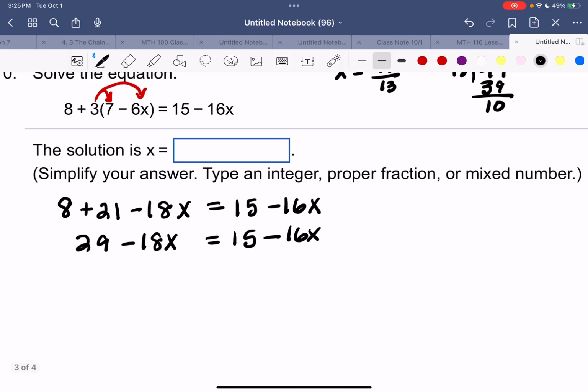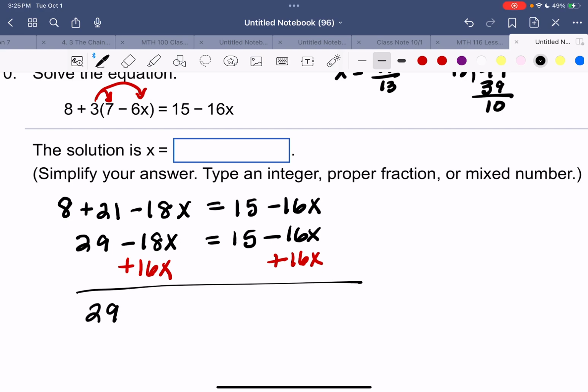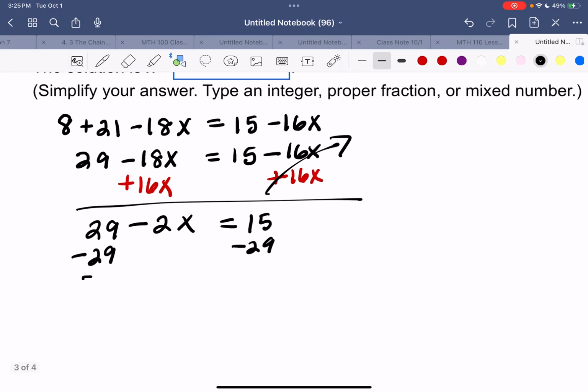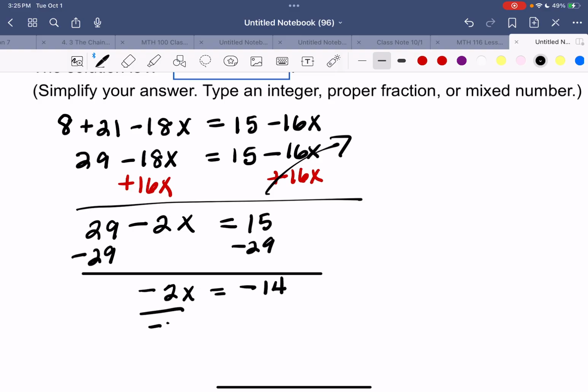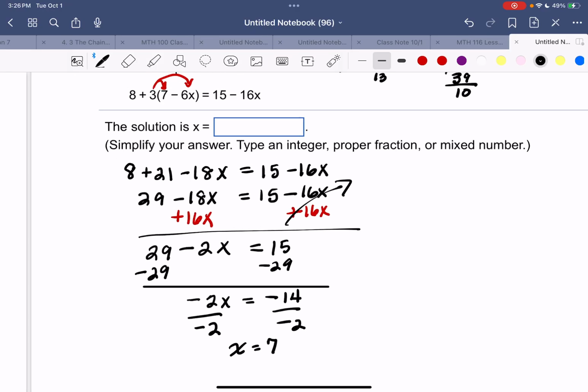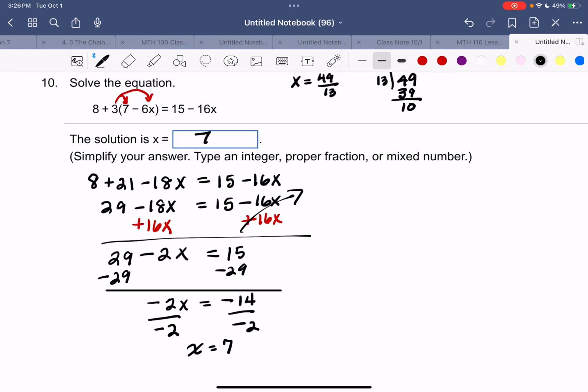And it's up to you which side. I'll just add 16x to both sides. Whatever I do to one side, though, I have to do to the other. So I'm collecting my variables on the left side. 29 minus a 2x. And since that's a 0, all that's left here is a 15. I'll subtract a 29 now. I'm trying to get that x by itself. And I get a minus 2x is a negative 14. Now I've got multiplication, so I divide both sides by negative 2. And this time it goes in there a nice whole number times. So the final answer is x equals 7.